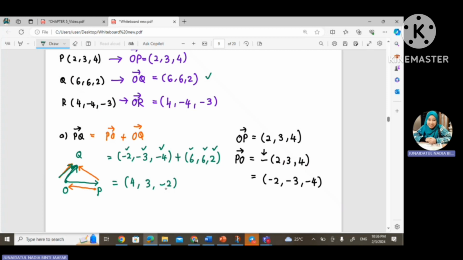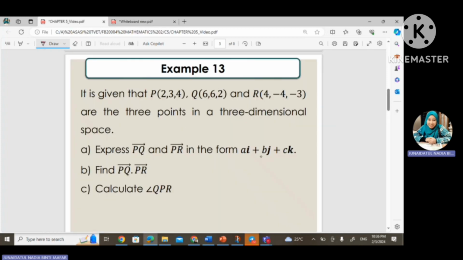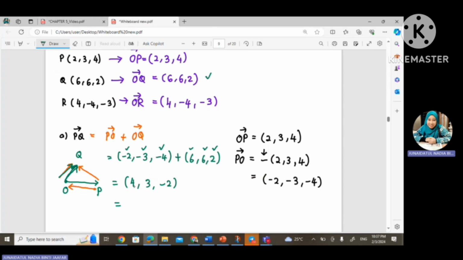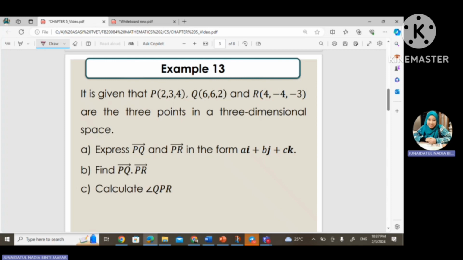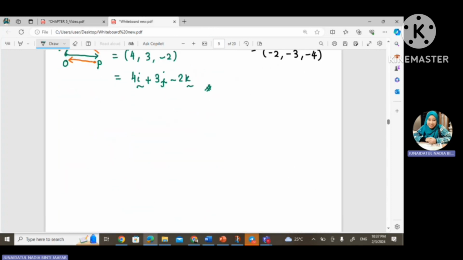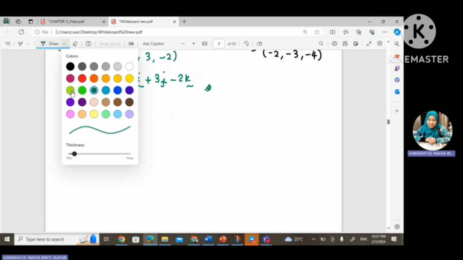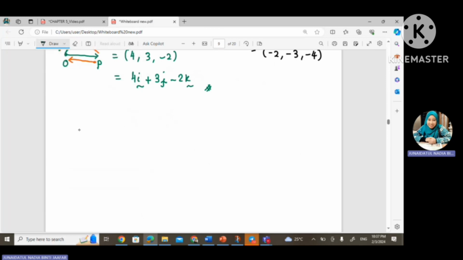We must write this answer in the form of AI plus BJ plus CK. So 4I plus 3J minus 2K. This is the answer for vector PQ. And then we must find vector PR. So we repeat the same process but with a different vector.